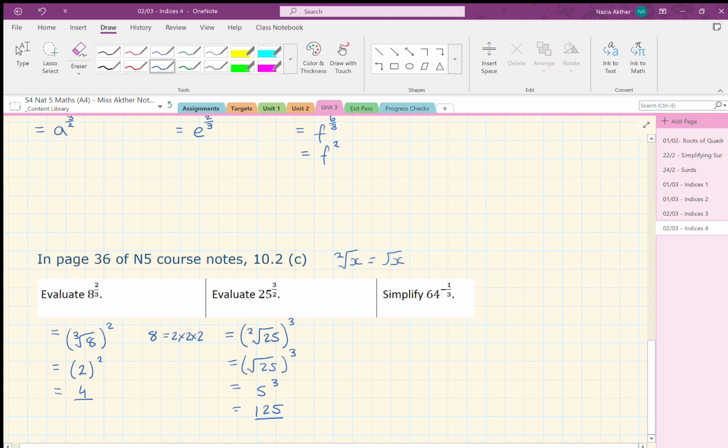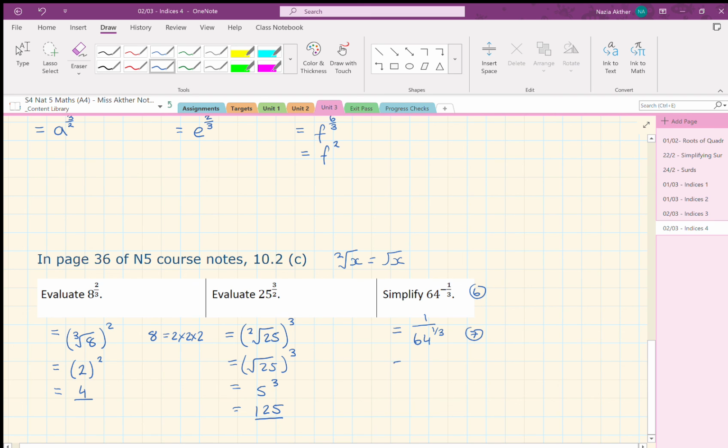And finally, in the last example, I'm asked to simplify 64 to the power of negative a third. Because we've got a negative power, we need to change that into a positive power. So we're going to use rule number 6 for this one. In order to do that, we divide 1 by it. So then we have 1 over 64 to the power of a third. And so now we can use our rule number 7.